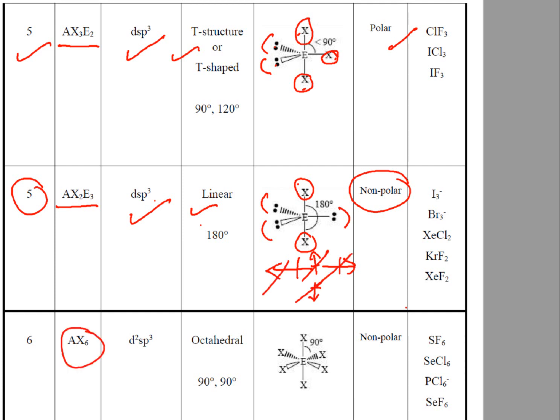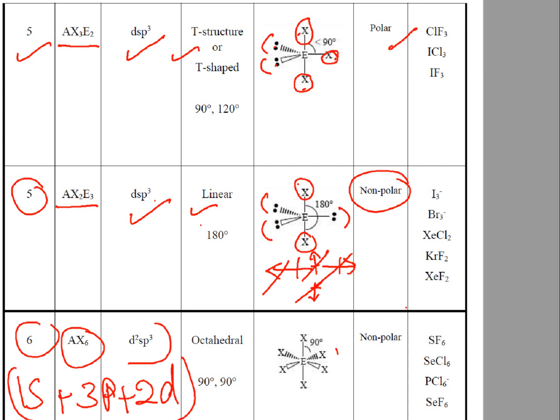AX6, it's 6 effective pairs around the central atom. So the type of hybridization will be s, p3, and d2, making sp3d2. The molecule is octahedral with a bond angle of 90 degrees. It will be nonpolar because all dipoles cancel out. We have examples like SF6 or PCl6, which are very famous ones.